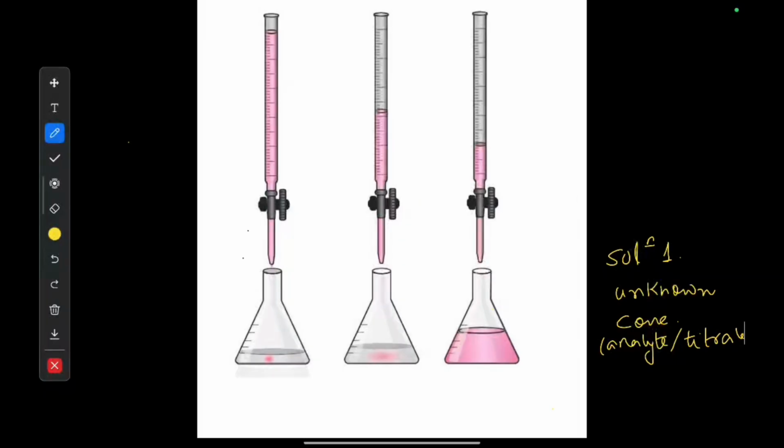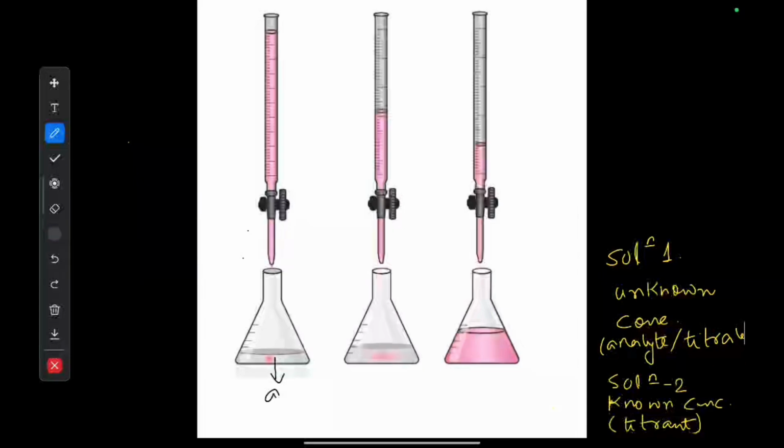And solution 2, whose concentration is already known to you, known concentration, whose molarity is known to you, will be called a titrant. So whatever kind of titration it is, you will be provided with two solutions: one whose concentration is known and the other whose concentration is not known. Solution 1, which is unknown, is the analyte, and that is taken in the conical flask.